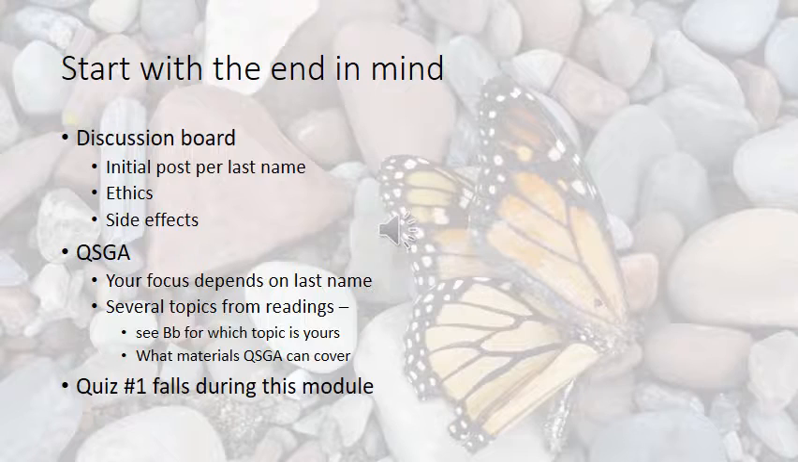As with every module, it's a good idea to start with the end in mind. As you're doing your readings, be sure to know which discussion board will be your initial post and which discussion board topic will be your response to peers. You're assigned to this based on how your last name is spelled, so be sure to check Blackboard. The general topics are ethics and side effects of pain management.